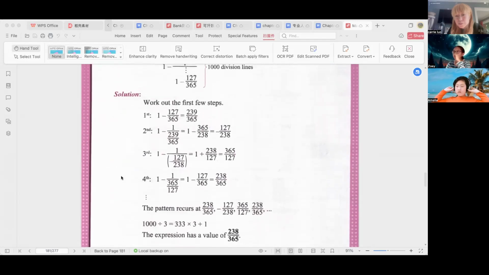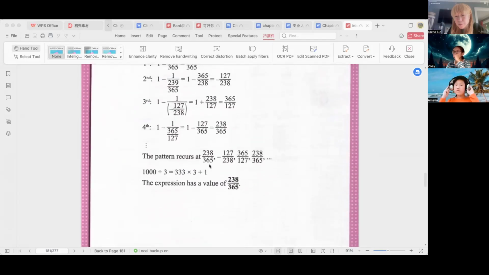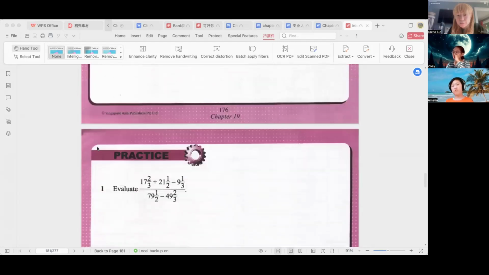So there's a 1,000 division lines. All we need to do is divisible by 3, and the remainder will be 230. So that's the thing. Did you get it? So 1, 2, 3, 1, 2, 3, 1, 2, 3. The 3 patterns repeated. Yeah, I get it now. You get it? Okay, very good.